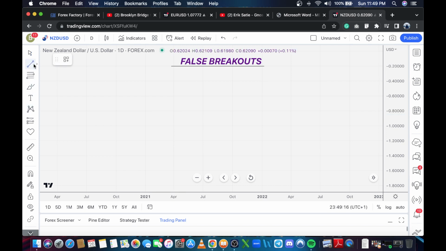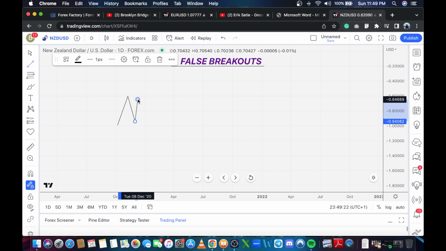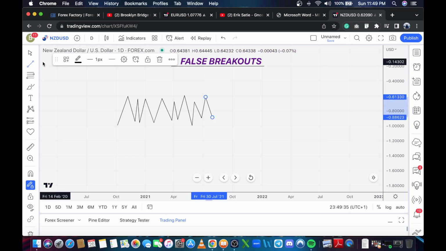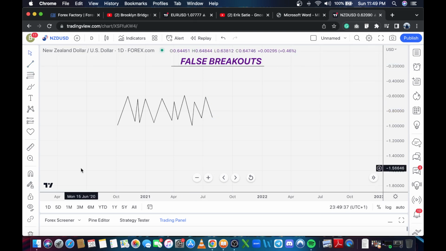So let me show you conceptually, even though it sounds stupid, but this is what a consolidation looks like. Okay, the market is neither trading higher nor trading lower. The market is only trading sideways. Okay, so it's neither making higher highs or lower lows. It's trading sideways, and that's what a consolidation looks like.